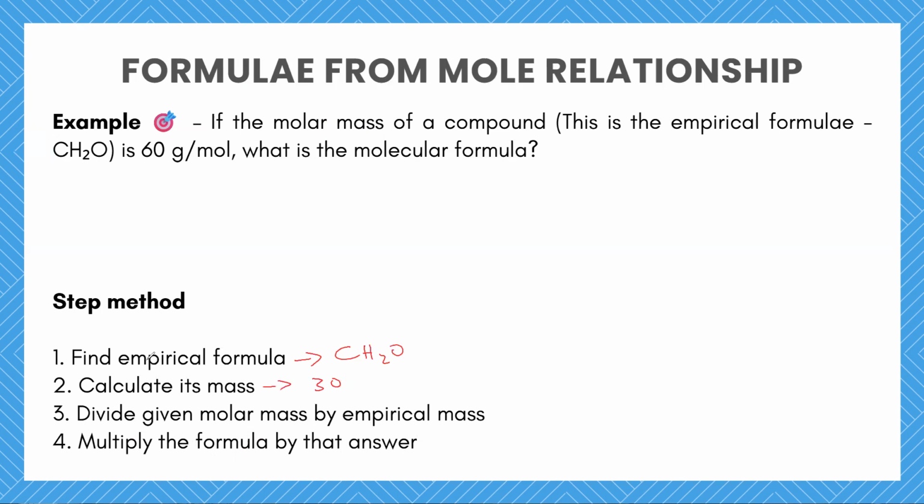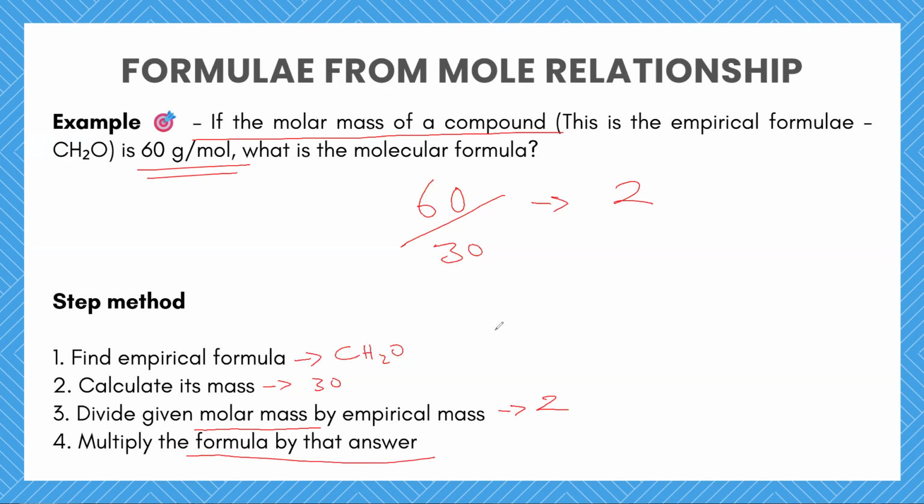Now, the next step says divide the given molar mass by the empirical mass. What is the given molar mass? It said if the molar mass of a compound is 60 grams per mole, so we just use 60 and divide it by the empirical formula mass, which is 30. 60 divided by 30 gives us 2. That is step number 3. We have 2. And then the final step says multiply the empirical formula by that answer.